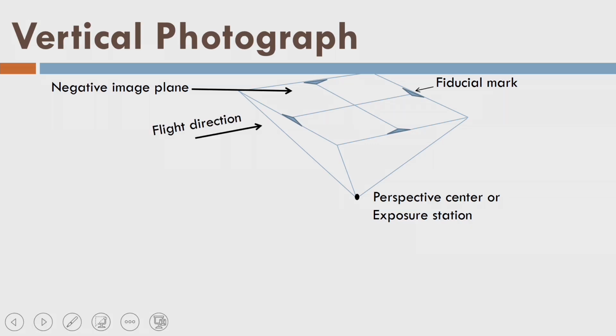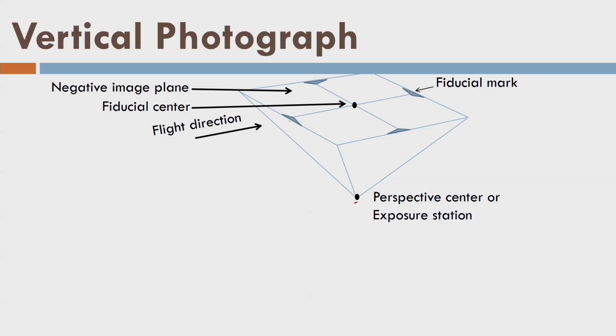So, that is the negative image plane. This is the perspective center or exposure station, this point. Originally we used to have negatives. Once we develop negatives, those negatives have 4 marks. These 4 marks are called fiducial marks, which are at the center of the edges of a rectangular image. If we connect them by straight lines, they will intersect at a point, and that point is called the fiducial center of the image. That means, if I draw the line through the fiducial marks which are opposite to each other, then I will find an intersection point, and that intersection point will be the fiducial center.